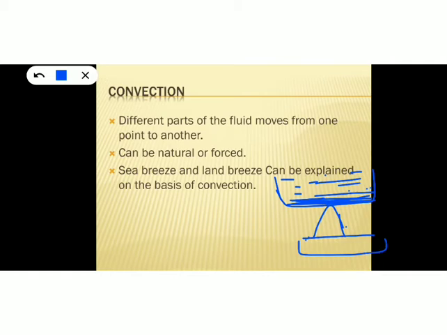When it gets heated up quickly, it becomes less dense, and the molecules here become less dense and go up. When the density decreases, it rises up, and the colder layer of water here gets replaced. So this process goes on like a cycle. So this is convection. And land breeze and sea breeze can be explained on the basis of this convection.